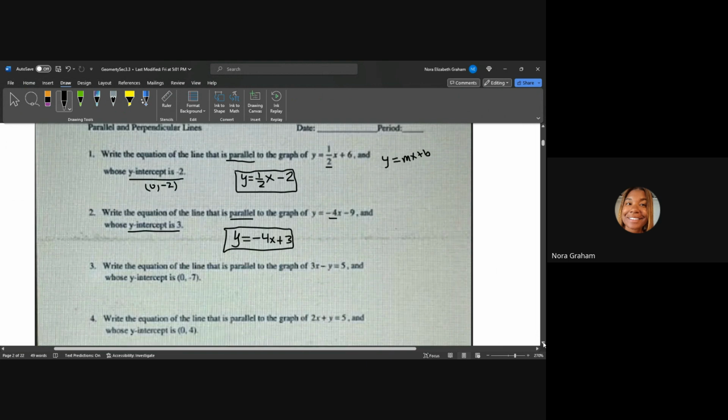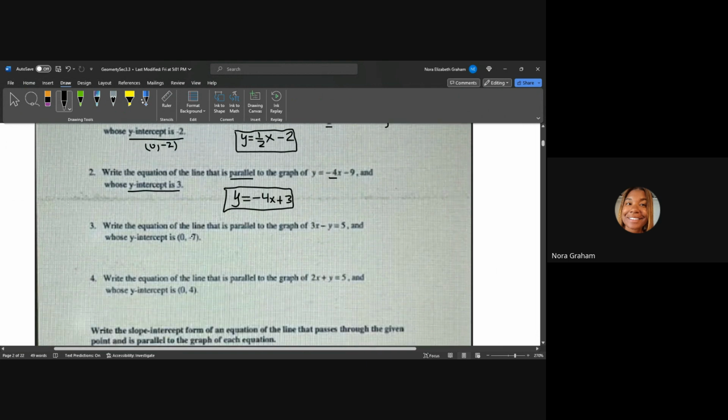Let's go on ahead to number 3. Again, write the equation of a line that is parallel to the graph of 3x minus y equals 5, and whose y-intercept is 0, -4. So again, for this one, it's not in our y equals mx plus b form or slope-intercept form. So we want to solve and isolate our y so it is in that form. All right. So the first step for isolating our y, we can subtract 3x from both sides. When we subtract 3x from both sides, we're simply going to get -y equals -3x plus 5.